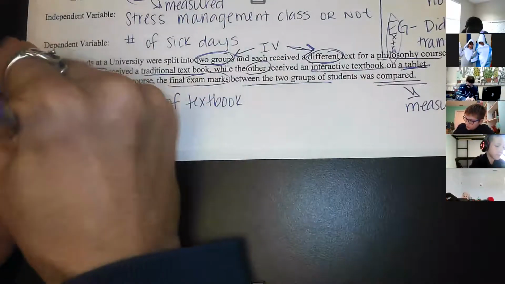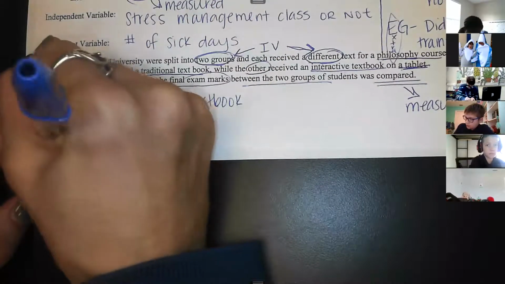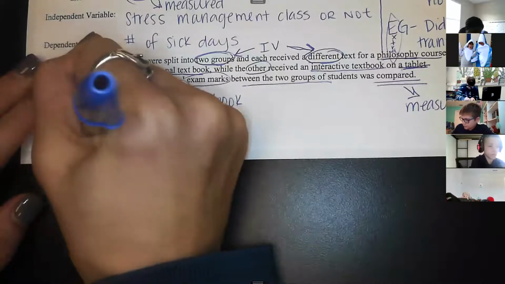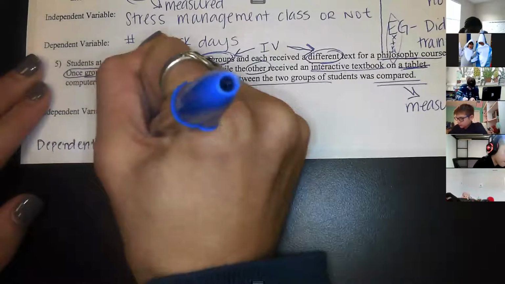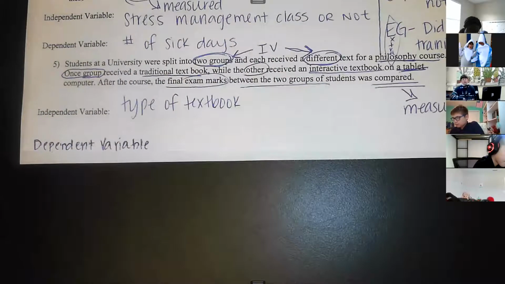I know this got cut off, but it should say dependent variable. That's fine. I'm kind of filling it in like this. It looks weird.